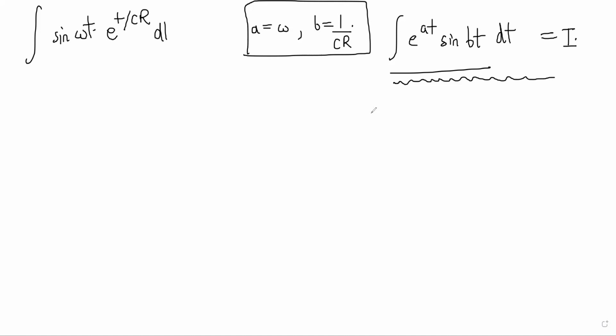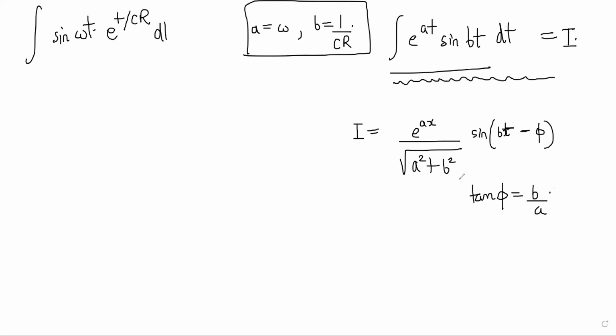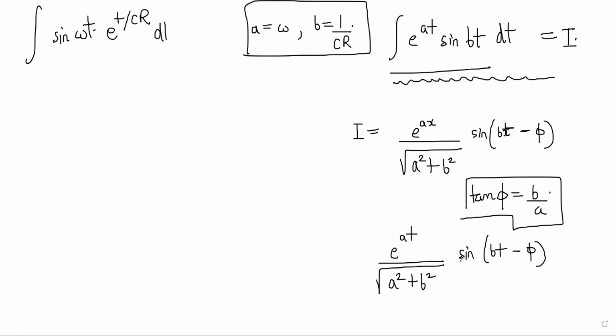And the formula is this. What is the formula? e power ax by a square plus b square. You can write it like this. Just check that once if it fits what you have gotten. I actually used that a cos bx plus b sine bx, that one. But then take the root outside, you'll get this, right? e power at by root over a square plus b square sine bt minus phi, where tan phi is b by a. Just see whether it fits your thing.